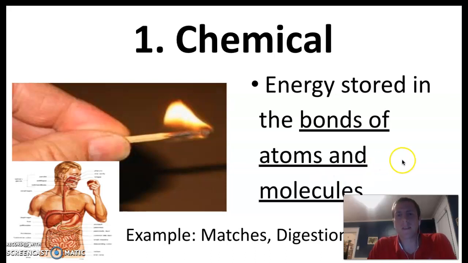So chemical energy is the first form of potential energy. This is energy that's stored up in the bonds of atoms and molecules. Water has chemical energy in it. Sugar has potential chemical energy in it. These are bonds of these long chains of atoms that your body's able to rip apart, and in the process of ripping it apart, it turns it into electrical energy or thermal energy or motion.